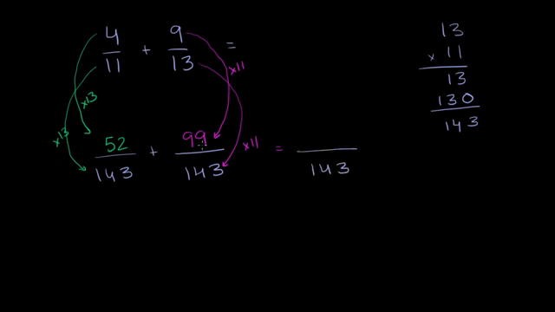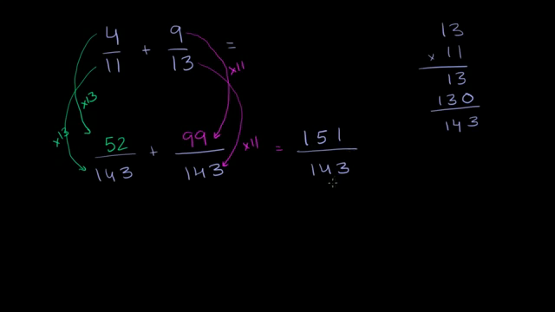And 52 plus 99, 52 plus 100 would be 152. And this is going to be 1 less than that. So it's going to be 151. And I think that's about as simplified as we can get. As far as I know, it doesn't look like there are any common factors between 151 and 143. So we just get 151 over 143.